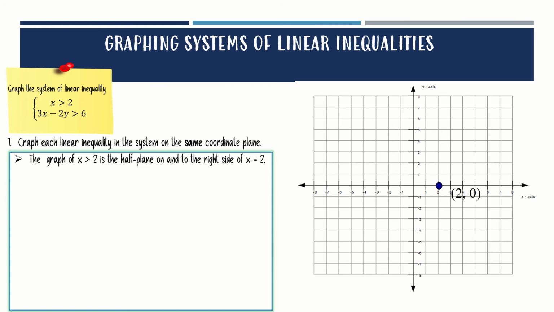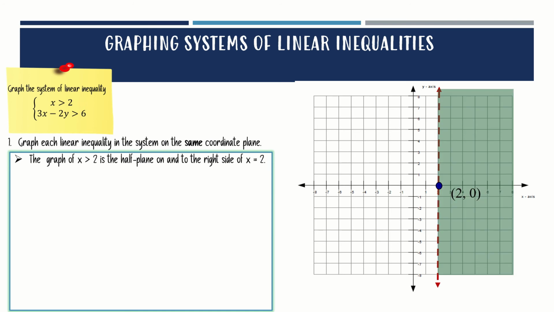located, and we will use a broken vertical line for this inequality since the inequality symbol is greater than. For the inequality x is greater than 2, we will shade the region to the right side because the points going to the right are all greater than 2.